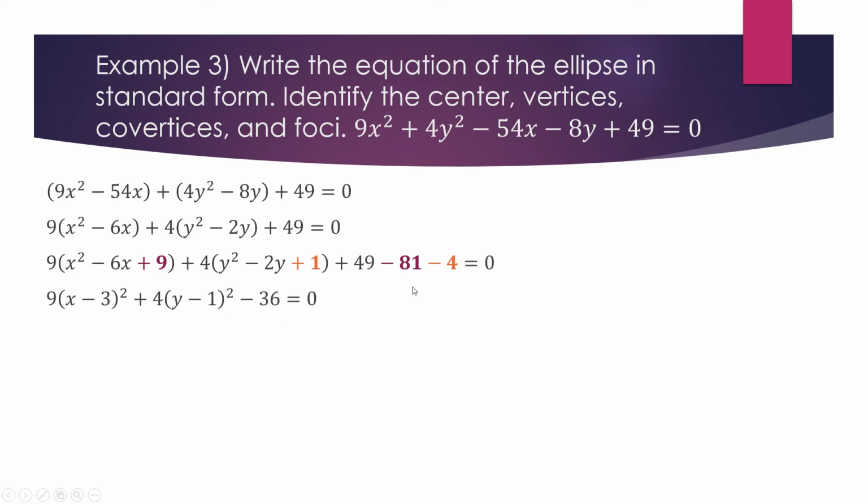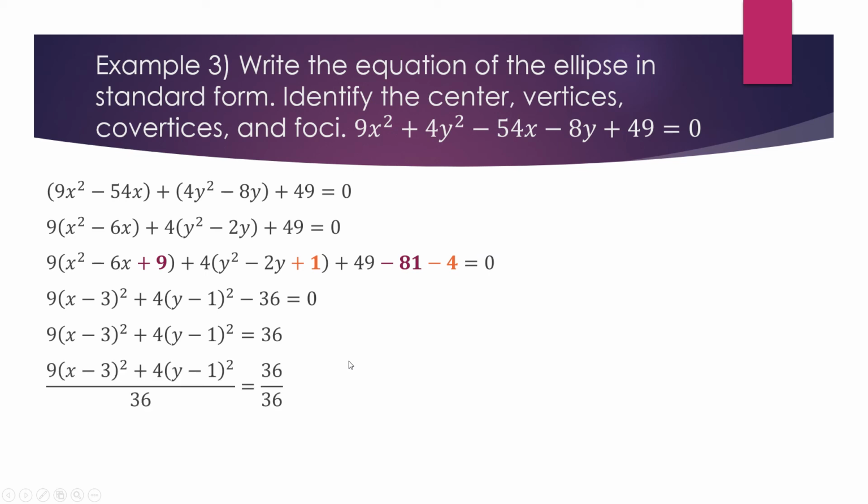Now to get it into standard form, we need to get one side equal to 1. To make that happen, our next step would be to add 36 to both sides. So now we have 9 times the quantity x minus 3 squared plus 4 times the quantity y minus 1 squared is equal to 36. And then to get this side to equal 1 and get our fractions on this side, we're going to divide everything in this equation by 36.